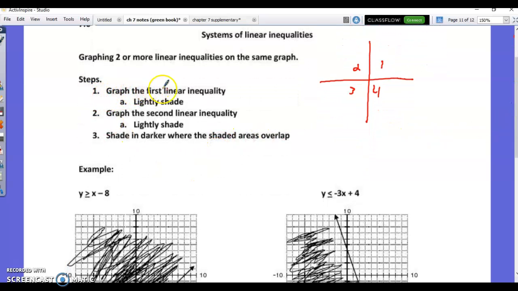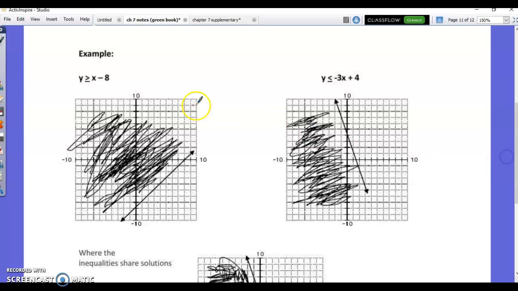So you graph the first linear inequality, and you could shade lightly or not. What I like to do is draw two different colored lines so you can see which one goes with which, and I'm going to show that in a couple examples. If we are just graphing y is greater than or equal to x minus 8, I would start at -8, put my dot, and go up 1 over 1. It's a solid line, and it's y is greater than, so everything is shaded above it. That would be just shading that inequality.